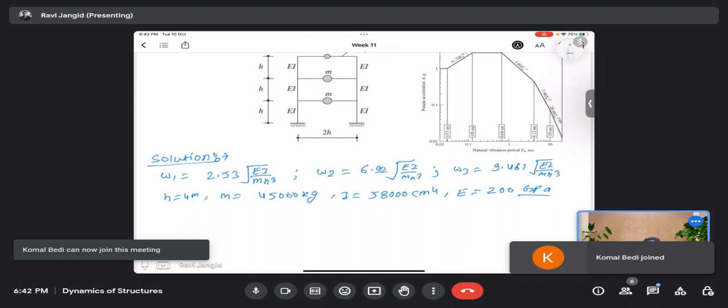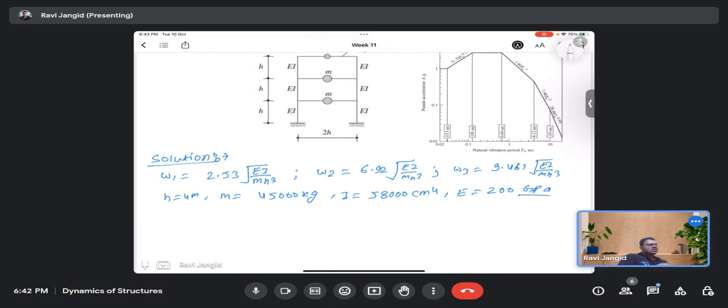Using those values, you can find omega 1, omega 2, omega 3, which I think we have done in the previous lectures also. But at that time, I don't remember whether M and I were the same or not. So you can find your M, I and omega 1, omega 2, omega 3 corresponding to T1, T2, T3.